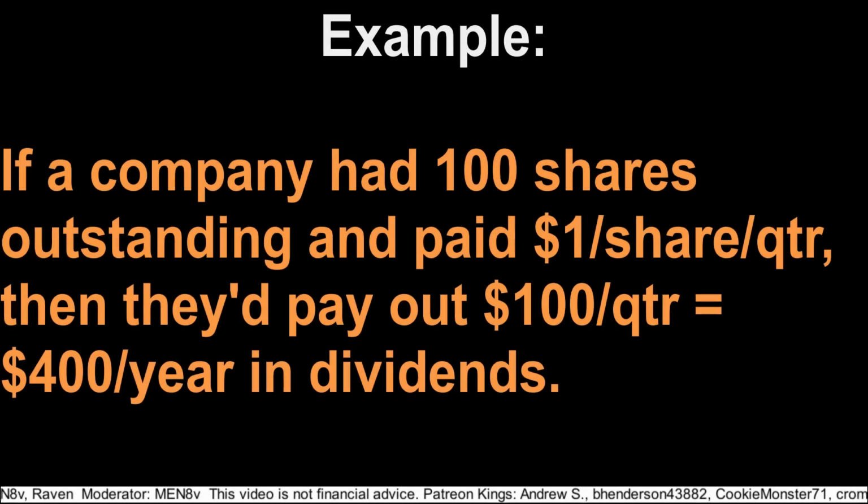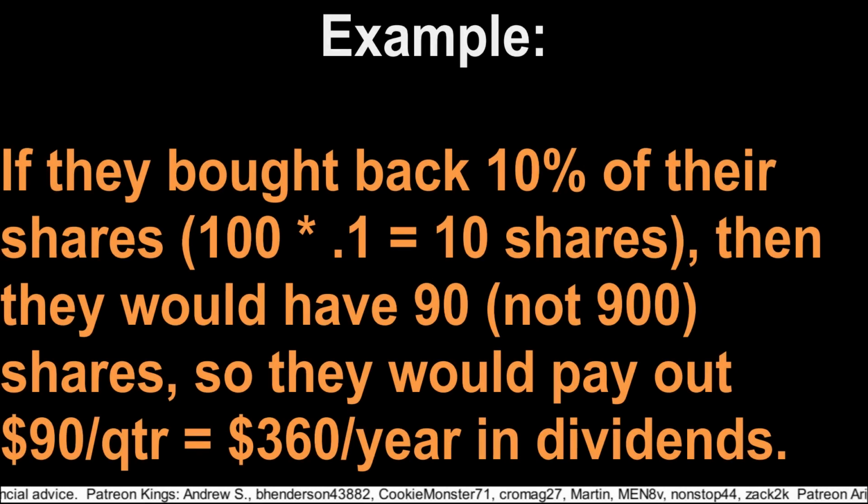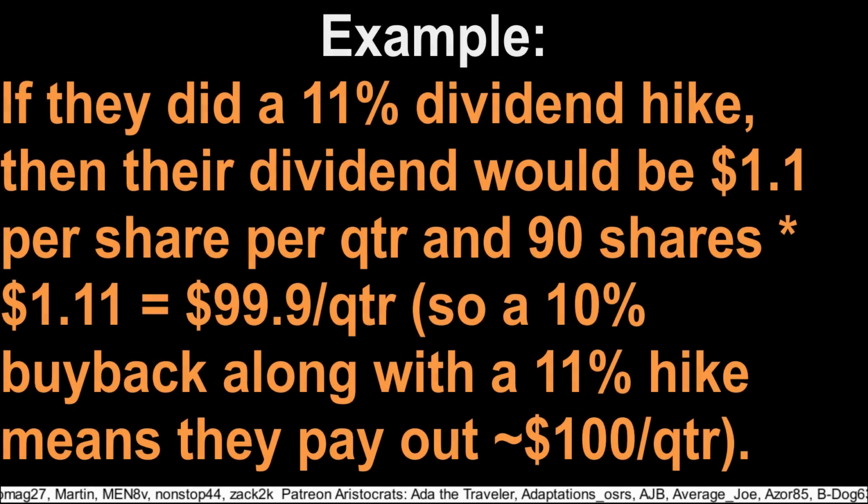Like if a company had 100 shares outstanding and it paid a dividend of $1 per share per quarter, then that means each quarter they'd pay out $100 in dividends or $400 a year. But if they bought back and retired 10% of their shares, then they'd only have 90 shares outstanding, so now their quarterly dividend payout would be $90. That's why each buyback makes their dividend more sustainable, as well as gives them room to hike their dividend more. Like that company with 90 shares outstanding could then do a dividend hike of about 11% to get back to paying out about the same amount of dividends they were doing before the hike and before the buyback.